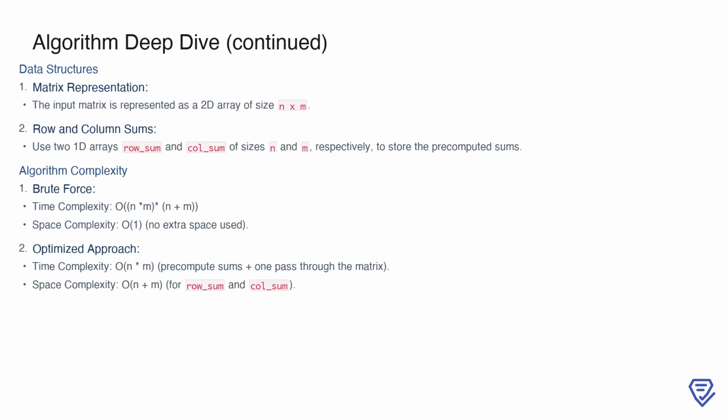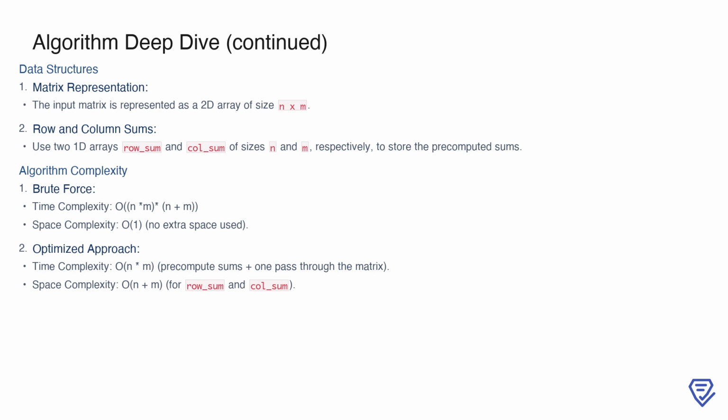To implement the algorithm effectively, we use specific data structures to manage the input and intermediate computations. The matrix itself is represented as a 2D array of size n x m. For the optimized approach, two additional 1D arrays, row_sum and col_sum, store the pre-computed sums of rows and columns, respectively. These arrays allow us to check the conditions for special positions in constant time for each cell.